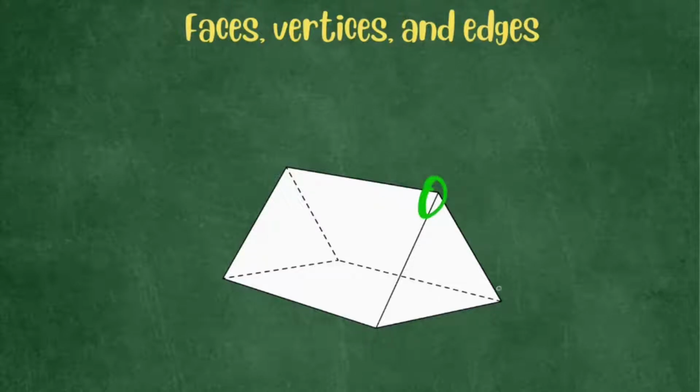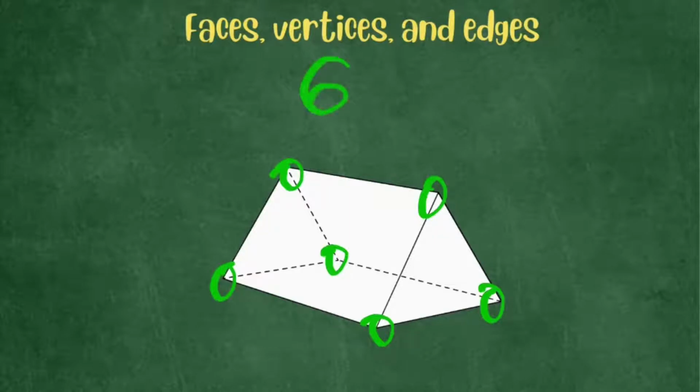And then over here to the right, 2. And here on the bottom, 3. And let's go to the back, 4. And way back, 5. And then up left corner is 6. So that means this shape has 6 vertices.